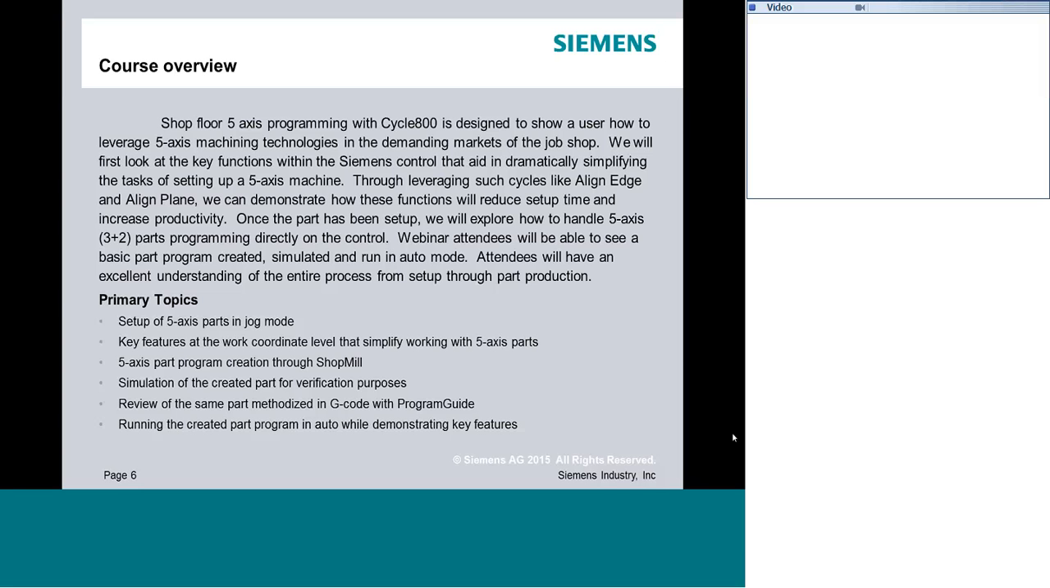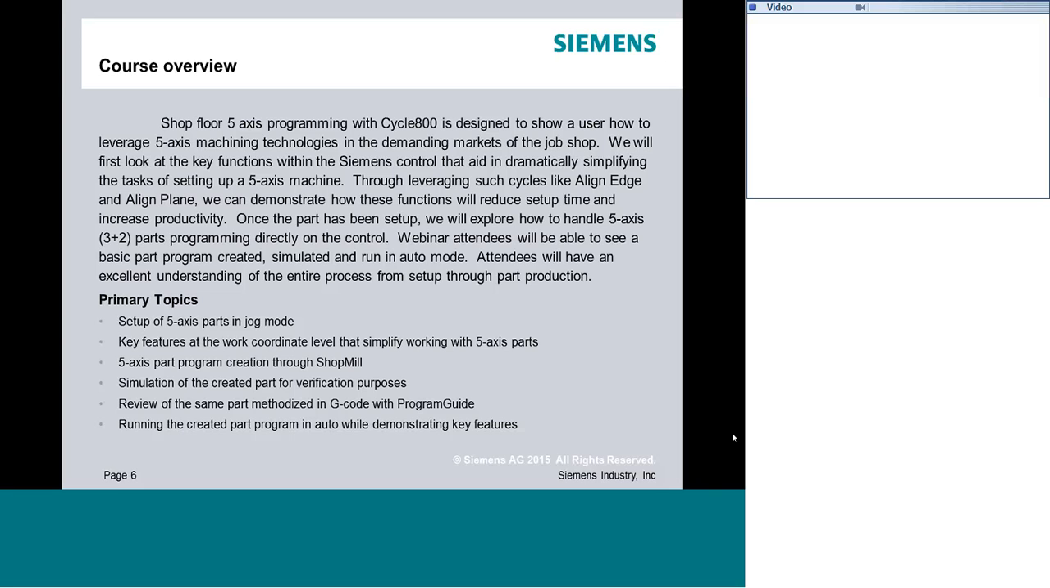As far as a basic course overview about what you're going to be seeing today, we're going to do shop floor 5-axis programming. So that's going to be using the Cycle800 or the Swivel Cycle. We're going to take a look at key functions from the setup side to allow you to simplify the setup of a 5-axis machine. We'll do this through cycles like a line edge and a line plane. So we're going to set up a part program in JOG, or at least the key features that are unique to the 5-axis world.